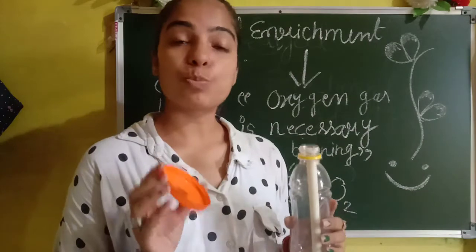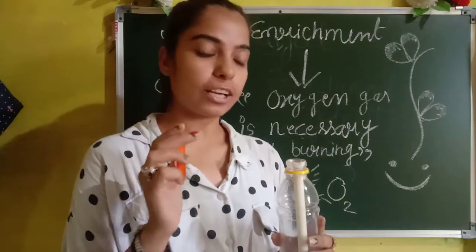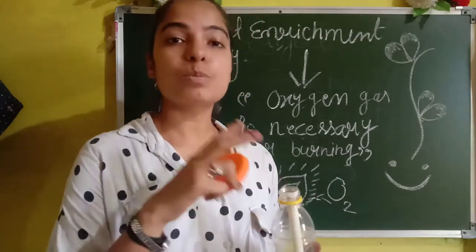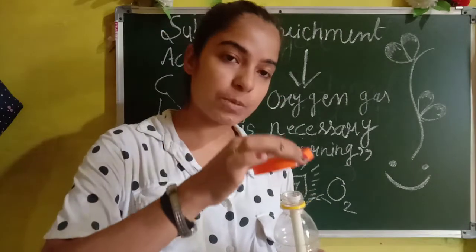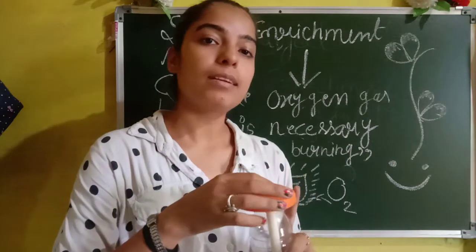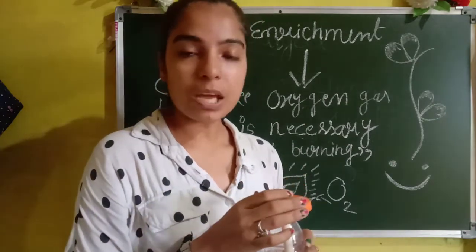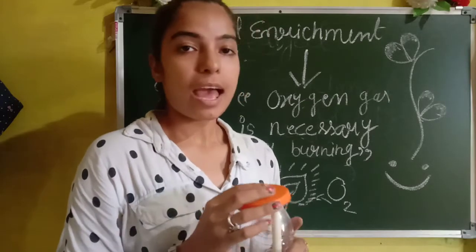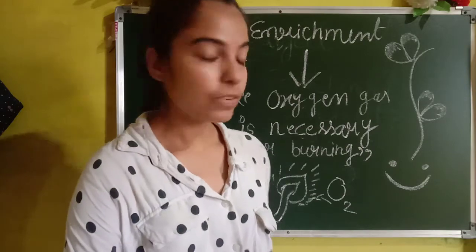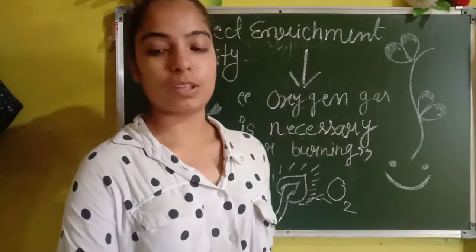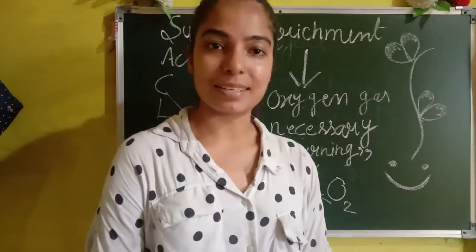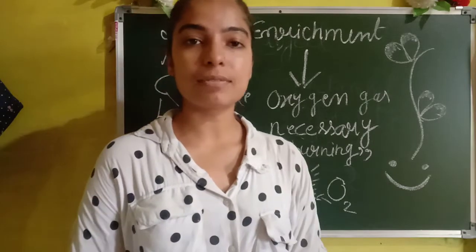By this activity it is proved that when oxygen gas or air is supplied here, the candle is burning. But when we keep this sheet on the candle, the supply of air is off, and the supply of air means the oxygen is off, and then the candle is put off. So by this activity I have proved that oxygen gas is necessary for the burning process. At last, I would like to say thank you and have a nice day. This is how your activity should be performed.